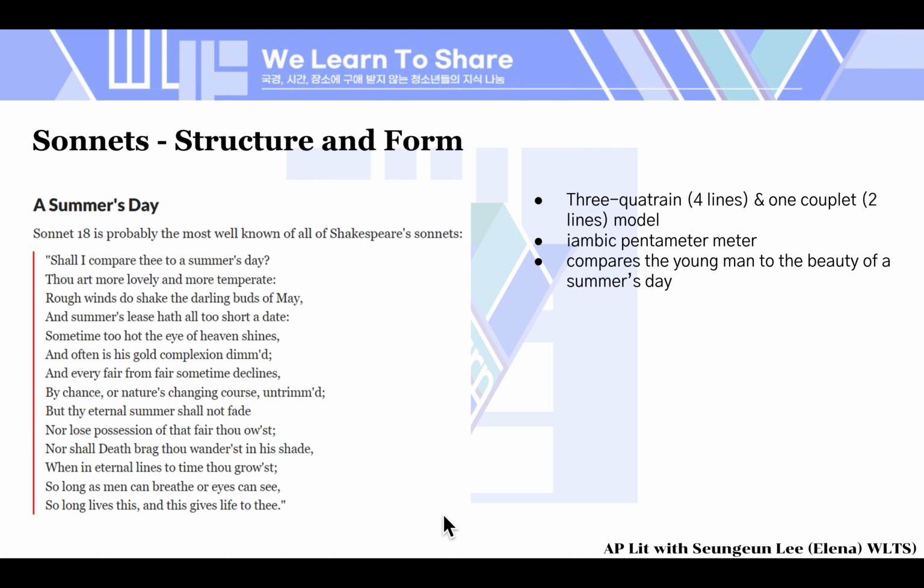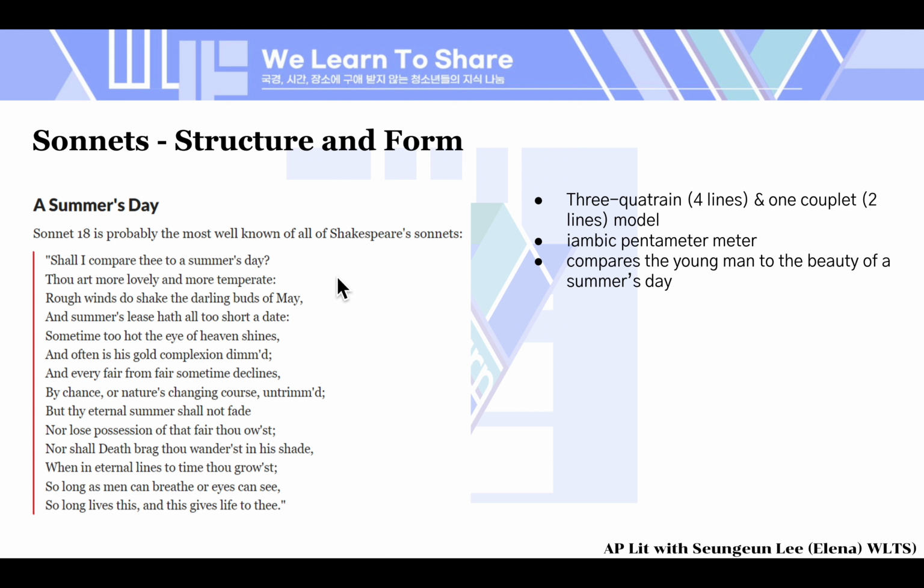And then let's look at some examples. This is Shall I Compare Thee to a Summer's Day, written by Shakespeare. This is Sonnet 18, probably the most well-known of all Shakespeare's sonnets. You can read all of this, pause the video, and after reading this sonnet, you can come back.